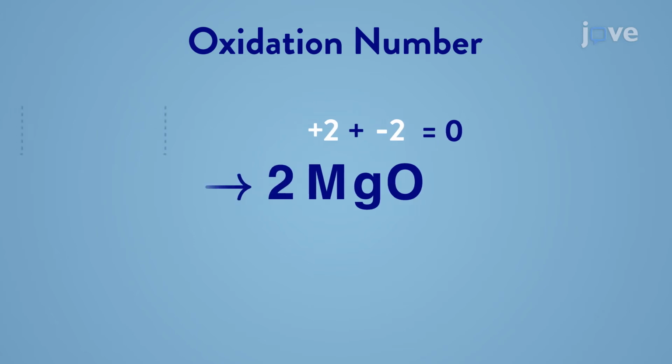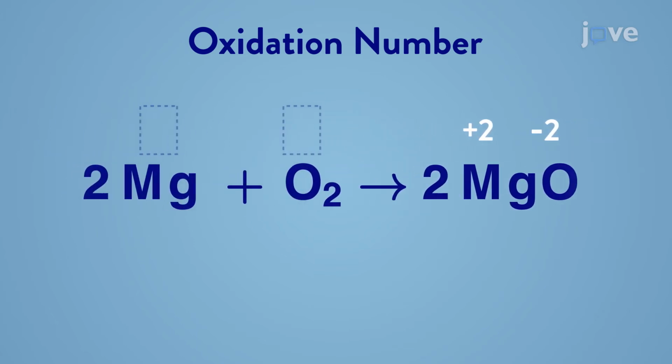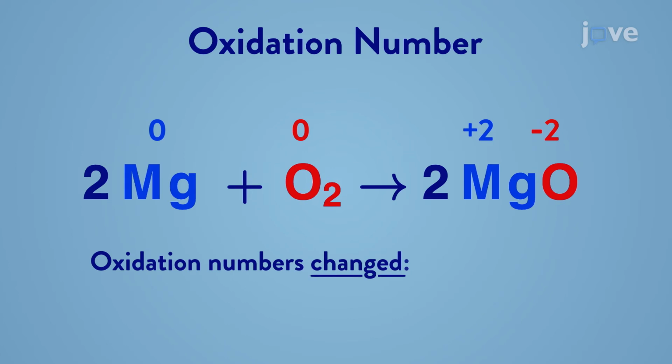How about the reactants? Pure neutral elemental compounds have an oxidation number of 0. Thus, both magnesium and oxygen start with oxidation numbers of 0. Both magnesium and oxygen's oxidation numbers changed during the reaction, so this is a redox reaction.